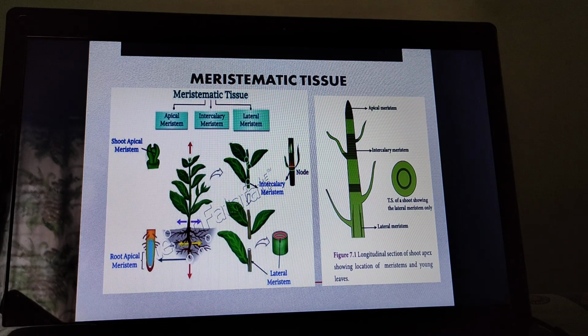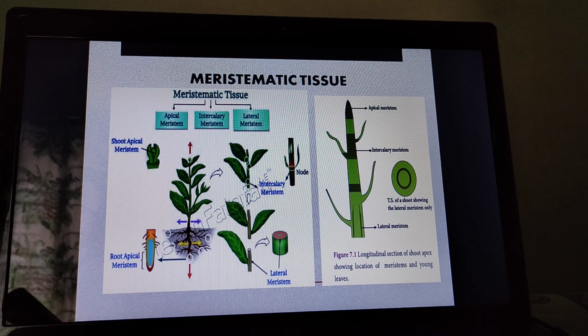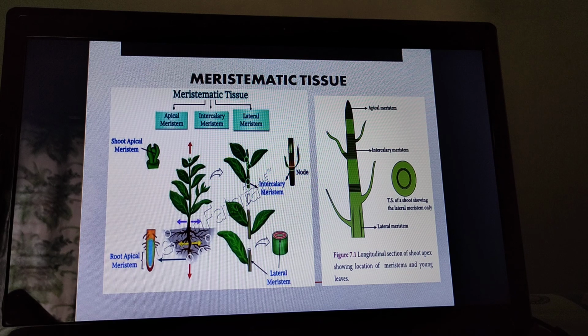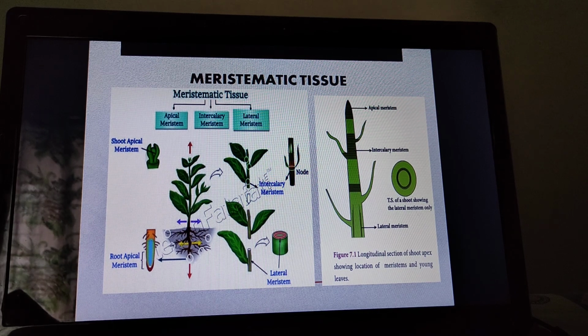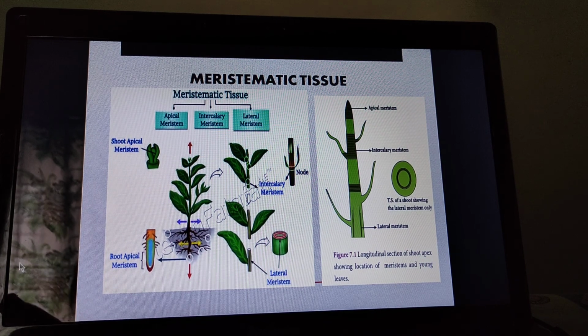Next, know about the types of meristematic tissue. Meristematic tissues, according to location, are of three types. What are they? Apical meristem, intercalary meristem, another one is lateral meristem. So first we know about apical meristem. Apical meristem is present at the growing apex of root, shoot. Okay, root, shoot and leaf.